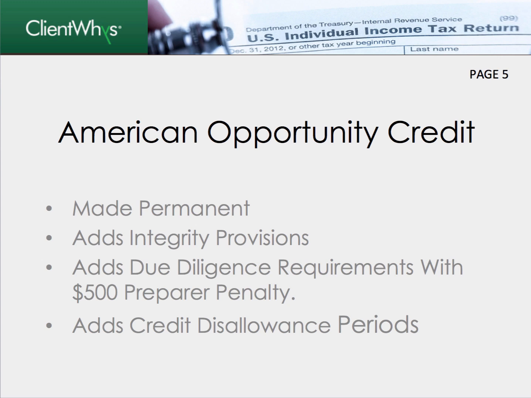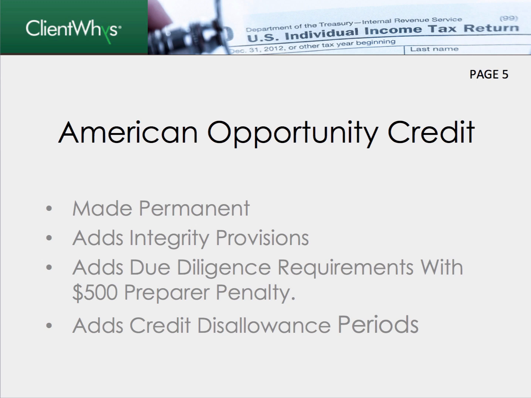After 2015, a paid preparer for the American Opportunity Credit will also be subject to that same $500 penalty for due diligence requirements. And they always like to throw it back on us, right? Anyway, it also adds the same credit disallowance periods where the taxpayer claimed it when they weren't allowed to. So for fraud, the disallowance period is 10 years. For reckless or intentional disregard of rules and regulations, not fraud, the disallowance period is going to be 2 years.